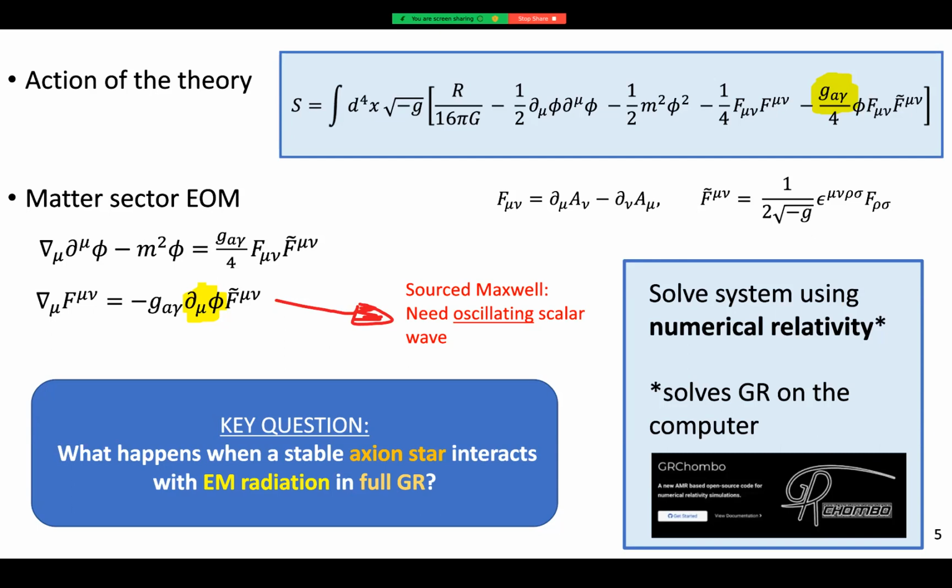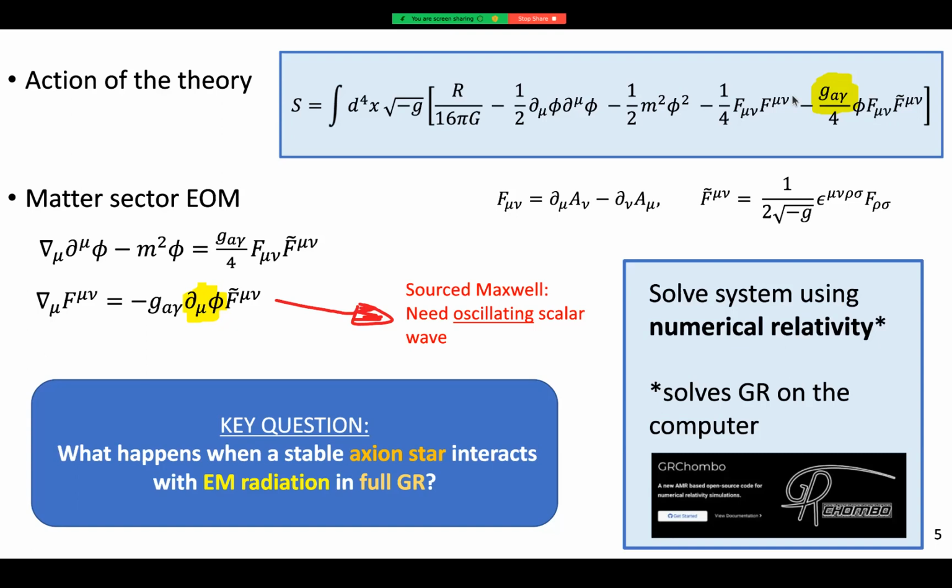And the last term in this action is the most important one, because that's the coupling term. So you can see that there's the g_aγγ, which is the coupling between the scalar field phi and the field strength tensor. So that sets the strength of the interaction. And you can see there's the phi, so the axion, and then there's the field strength tensor F mu nu. And what I'm essentially doing is I'm solving the classical equations of motion for a macroscopic system of axions.